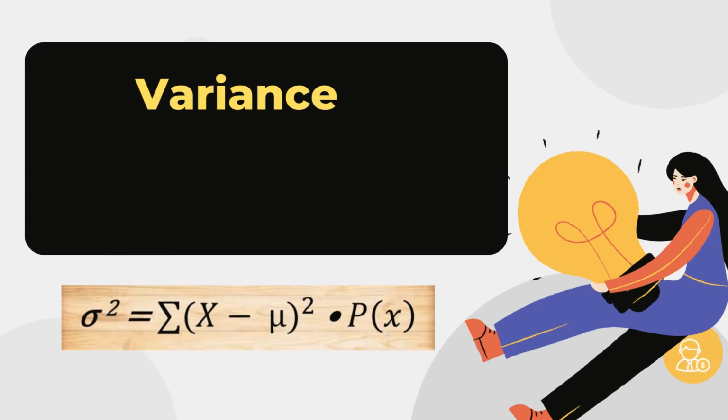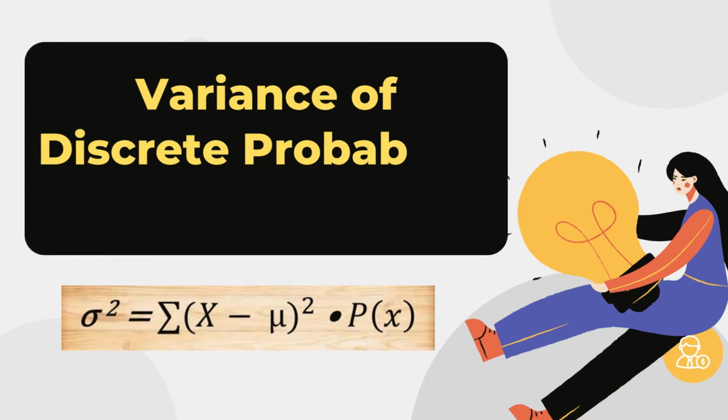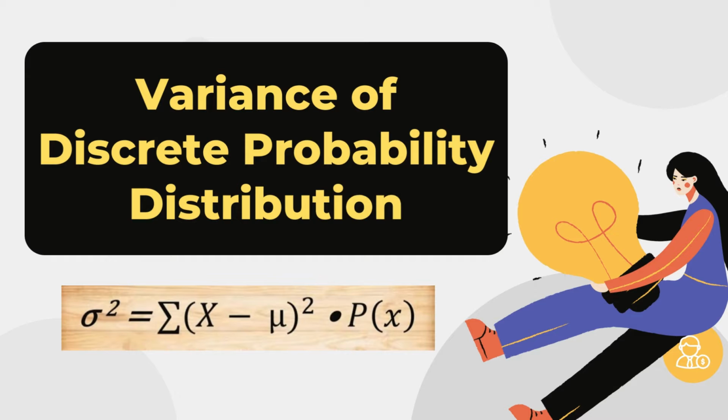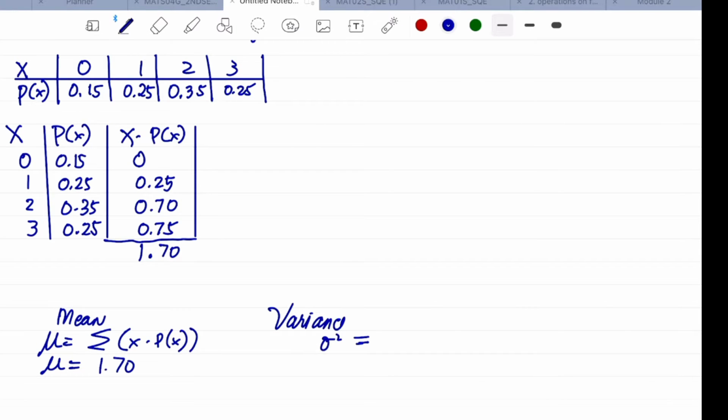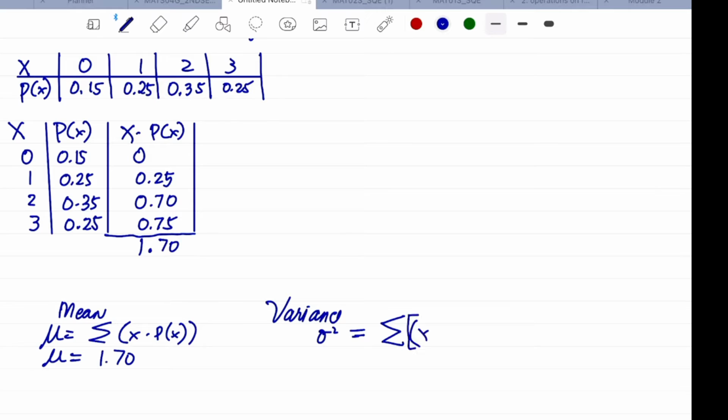Hi everyone, welcome to Easy Math for You, and we are going to discuss how to compute variance of discrete probability distribution. Variance. The formula is sigma squared is equal to summation of x minus mu squared times p of x.